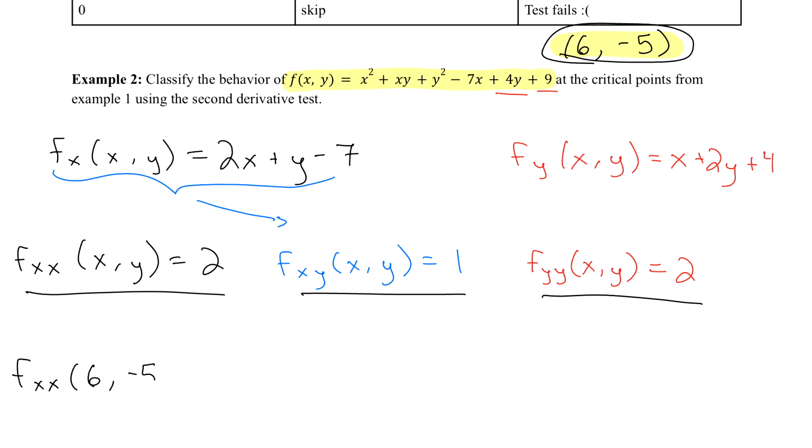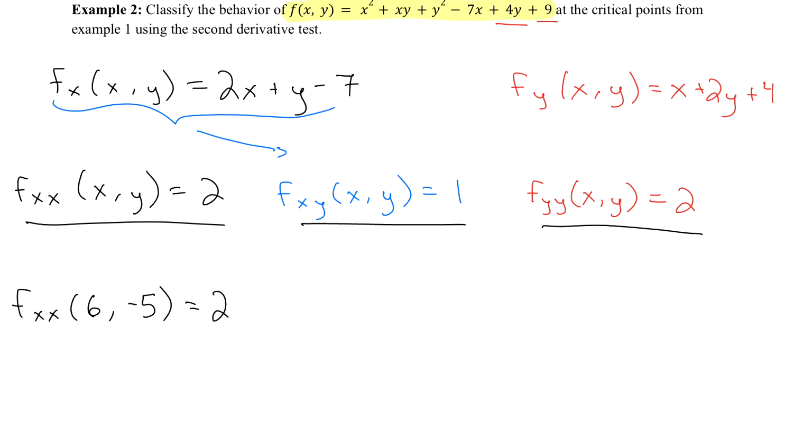Taking (6, -5), plugging x equals 6 and y equals -5 in. It seems silly because there's nowhere for me to plug it into. It's just a constant function, which is always equal to 2. So next, let's do the same thing with that middle second order partial derivative, plugging in (6, -5). Once again, I just have a constant function, so it's just going to be 1. And then finally, for my rightmost derivative, plugging in (6, -5), I just get back 2. There's nowhere for me to plug these values into, so it's simply 2.